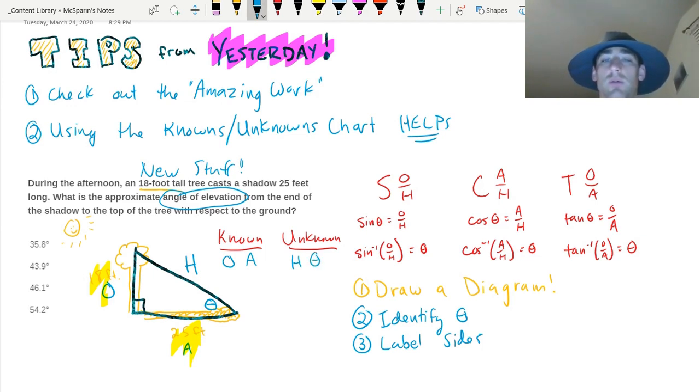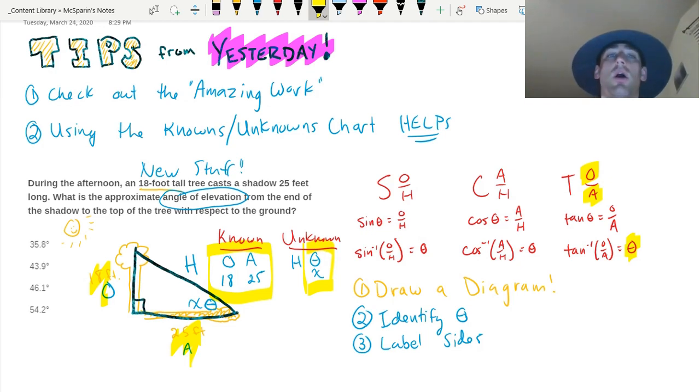All right, and it asked me to find that angle of elevation, so I'm actually going to think about theta as x. So we'll call that x. I know that's 25, 18, that's 25. We can fill those things in, that's fine. So if I look and see, all right, I know O and A. I'm looking for theta. Well, let's go over here. O and A are both in tangent, and I'm trying to find my theta. So that means I'm going to use the inverse tangent.